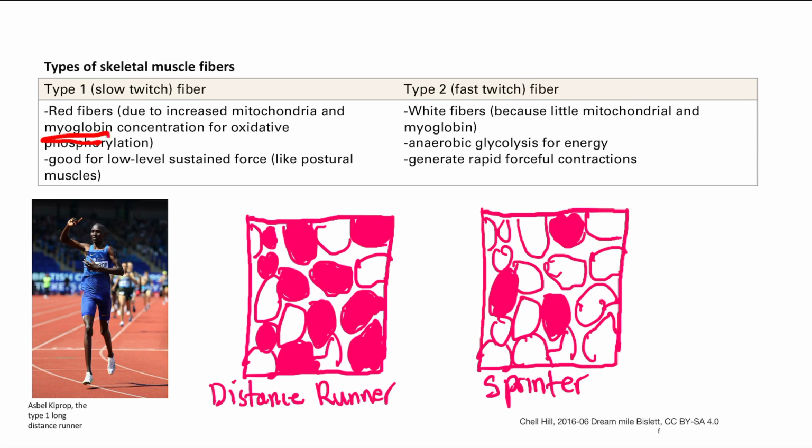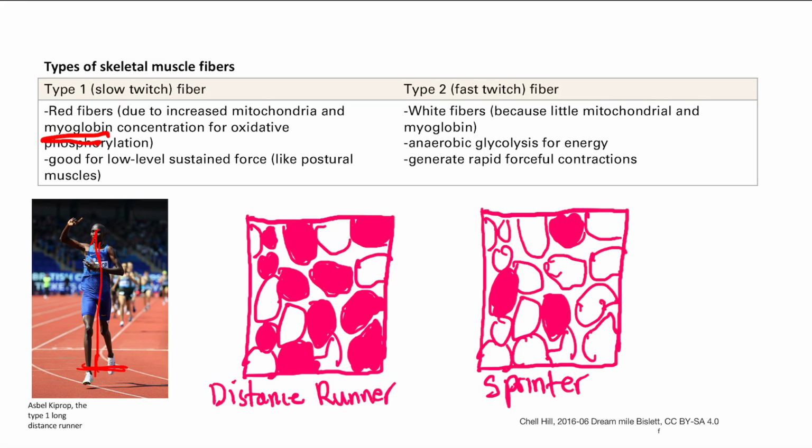So type 1 is the slow twitch. I remember that because type 1 again is thin, and long distance runners are thin. He looks like a 1 right here. This guy is Asbel Kiprop. He's a really fast Kenyan guy, super thin. There's tons of slow twitch muscles.